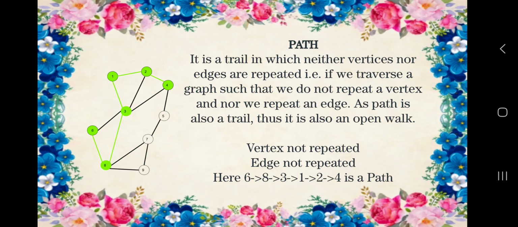Next is the path. A path is a trail in which neither vertices nor edges are repeated, that is, we traverse a graph such that we do not repeat a vertex nor do we repeat an edge. As a path is also a trail, it is also an open path. The example is given by the diagram. We start with vertex 6, 6 to 8, 8 to 3, 3 to 1, 1 to 2, 2 to 4. We call this a path.